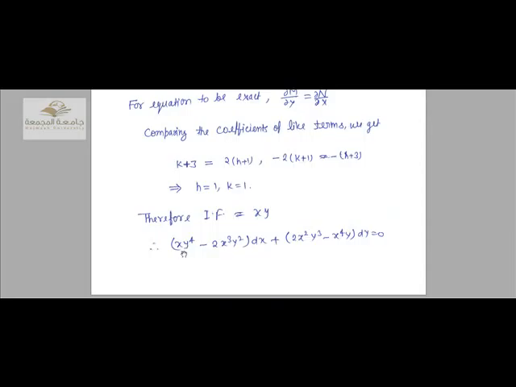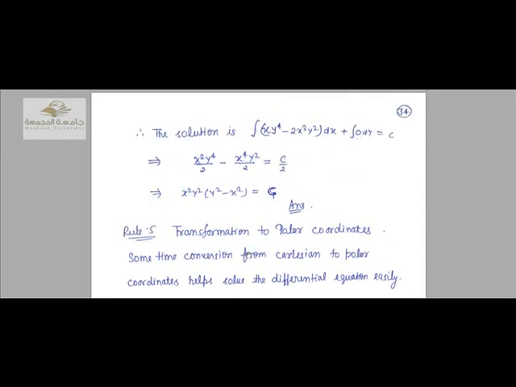the equation becomes (xy^4 minus 2x^3y^2) dx plus (2x^2y^3 minus 4x^4y) dy is equal to 0. The solution is integration of (xy^4 minus 2x^3y^2) dx plus 0 dy is equal to c. This implies x^2y^4 by 2 minus x^4y^2 by 2 is equal to c by 2.